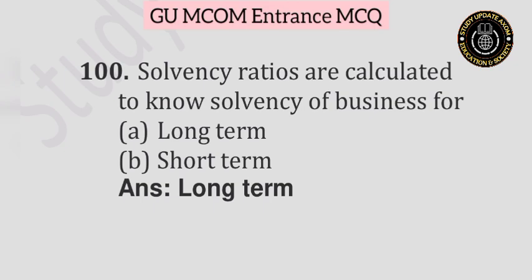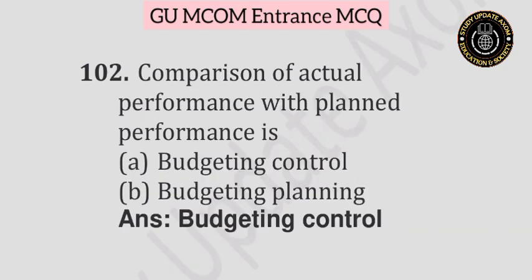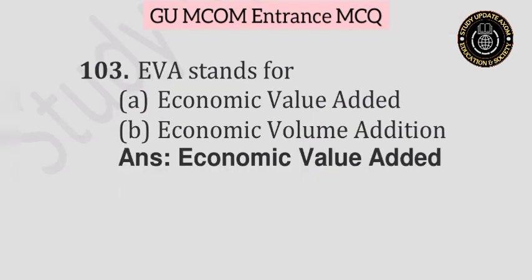Answer is long-term. Question number 101. ROI stands for option A, return on investment, option B, return on interest. Answer is return on investment. Question number 102. Comparison of actual performance with planned performance is option A, budgeting control, option B, budgeting planning. Answer is budgeting control. Question number 103. EVA stands for option A, economic value added, option B, economic volume addition. Answer is economic value added.